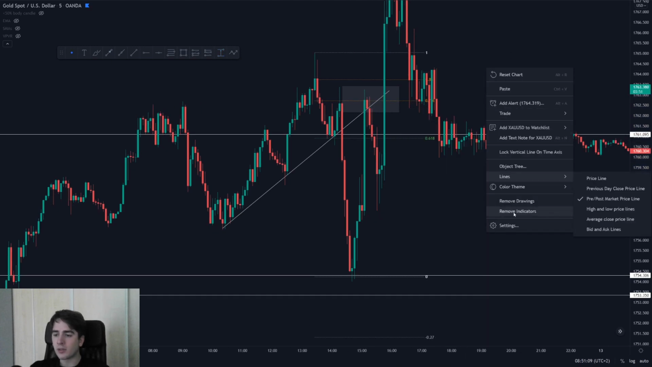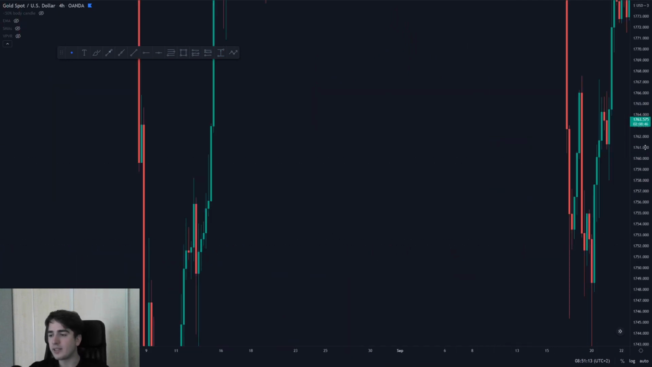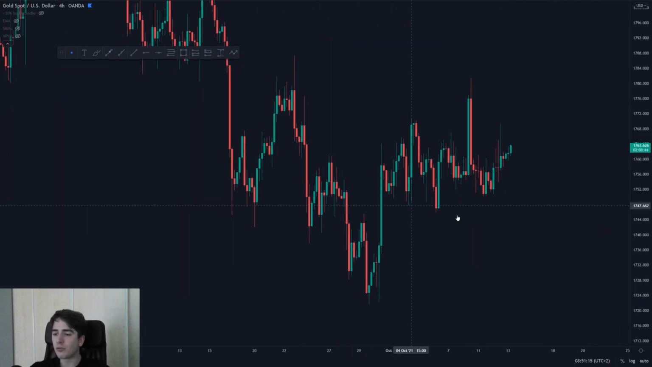So those are the kind of setups that I would be looking for in these kind of market conditions. No real need to be trading on, let's say, the 1 hour or 4 hour, as the overall structure is just too consolidative for my liking.